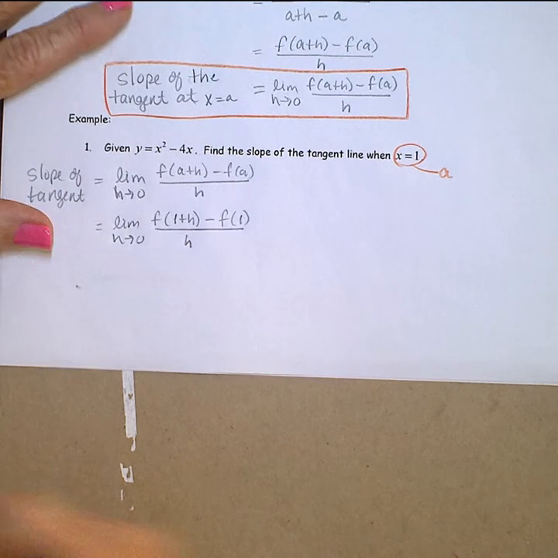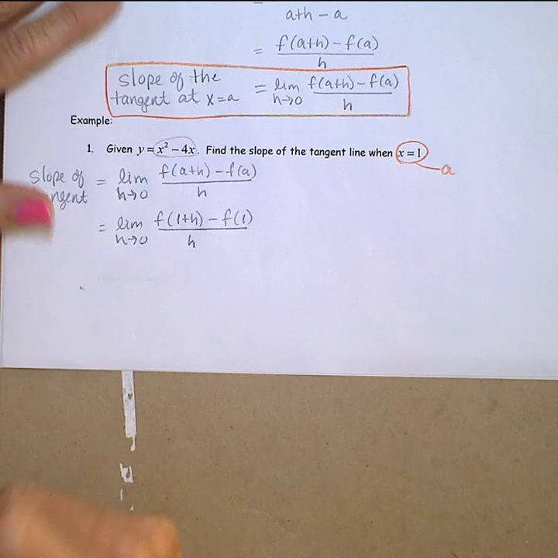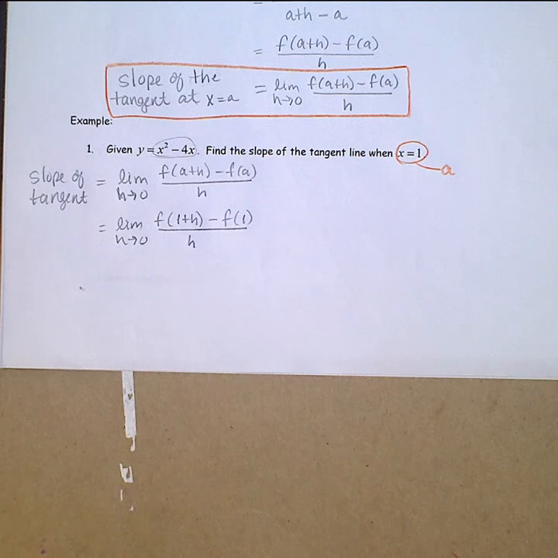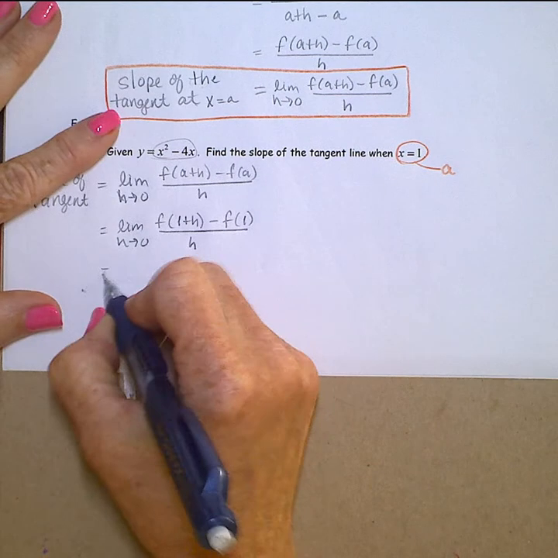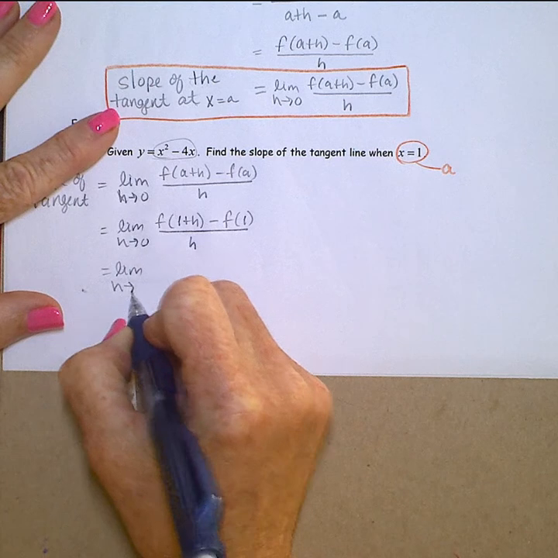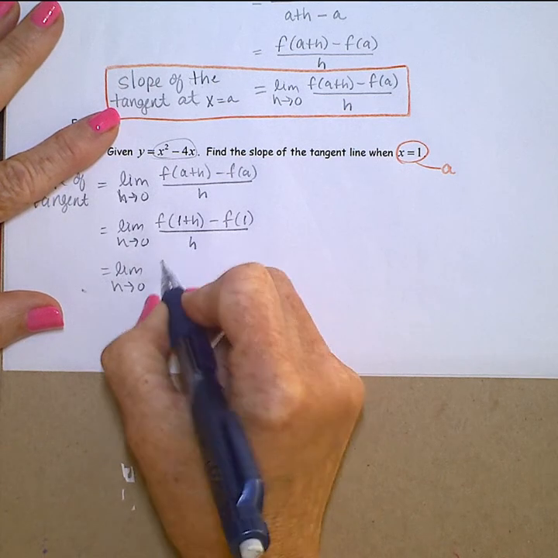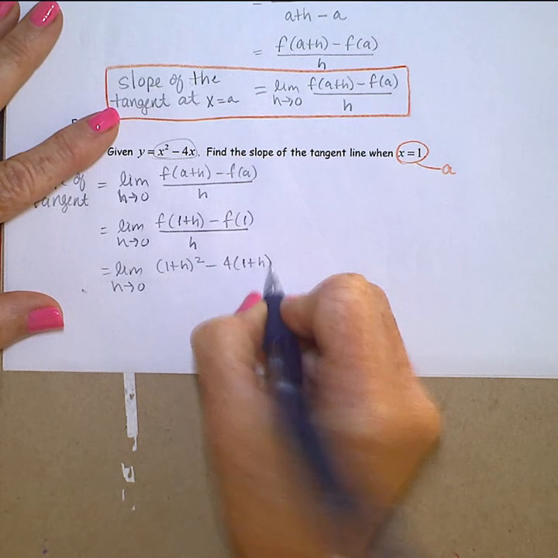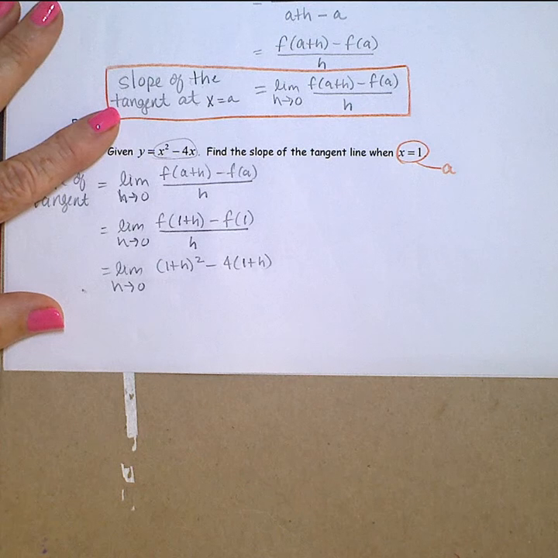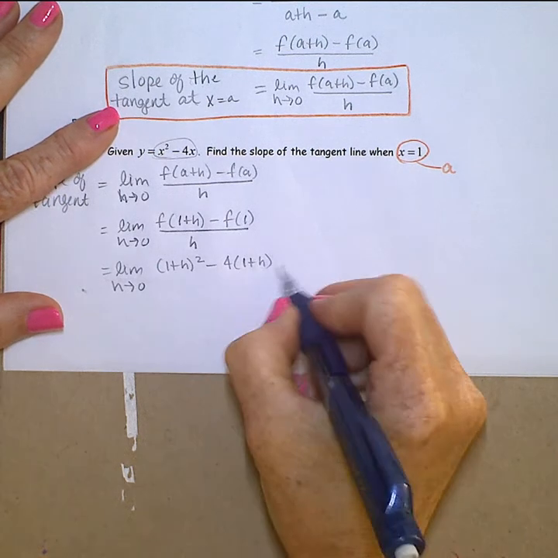Alright, now, here's this function, x squared minus 4x. What if I wanted you to find f of 5? What would you do? Plug in 5, right? Well, I want you to find the function evaluated at 1 plus h. So we're going to put a 1 plus h in for that x. We have the limit as h approaches 0 of 1 plus h squared minus 4 times a 1 plus h. Everybody okay? Minus f of 1.